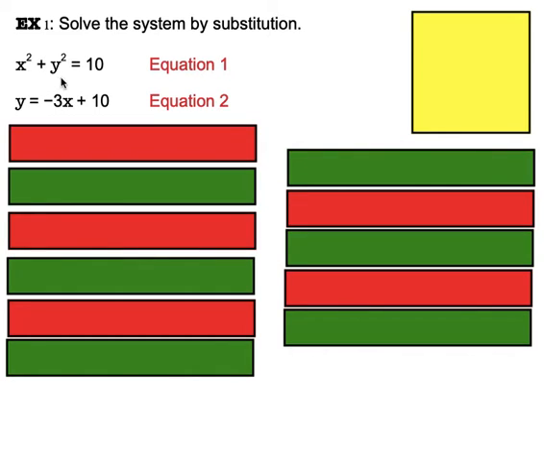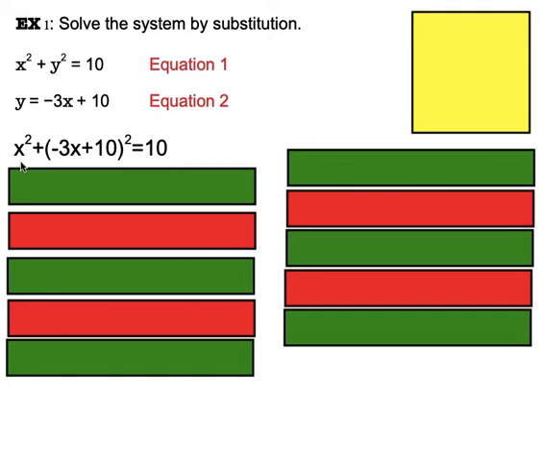So we have x squared plus y squared equals 10. And we have y equals negative 3x plus 10. Okay, so what we're going to do is solve this by using substitution, and that is the method of choice when dealing with circles. So we're going to take what y is equivalent to and substitute it in for y in the first equation.